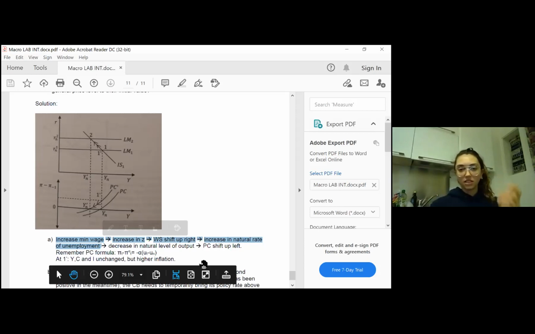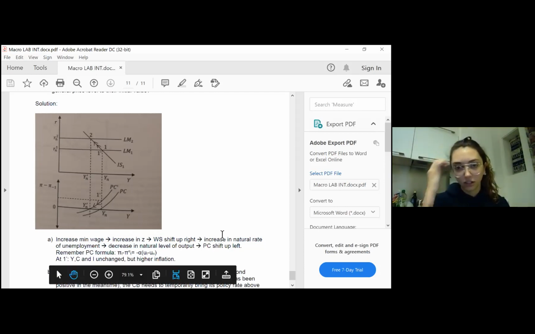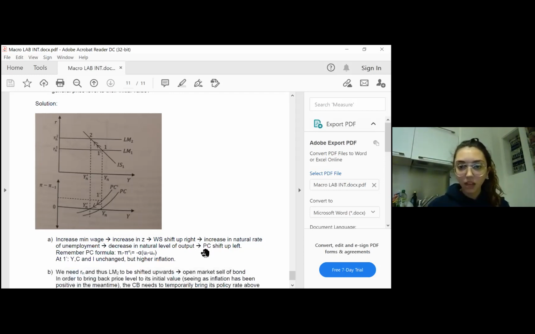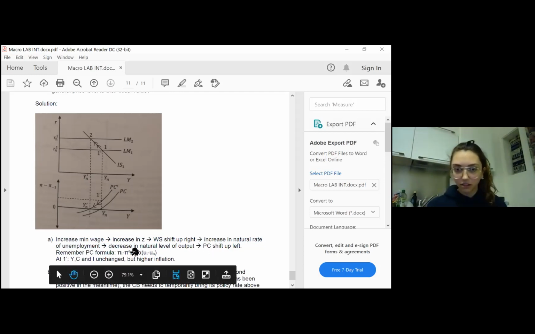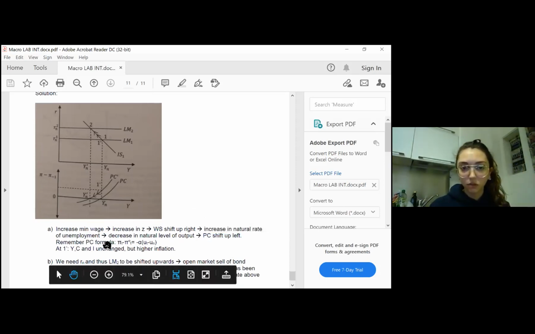But now, this is the most important step. You have to think that an increase in the natural rate of unemployment leads to a decrease in the natural level of output, okay? Because obviously, if there are fewer people working, the GDP of the country is going to go down. So its natural level is going to be down, and that leads, thus, if there is a decrease in the natural level of output, to a shift up of the PC. And why is the Phillips curve shifting up? Because you have to remember the formula for the Phillips curve, okay?